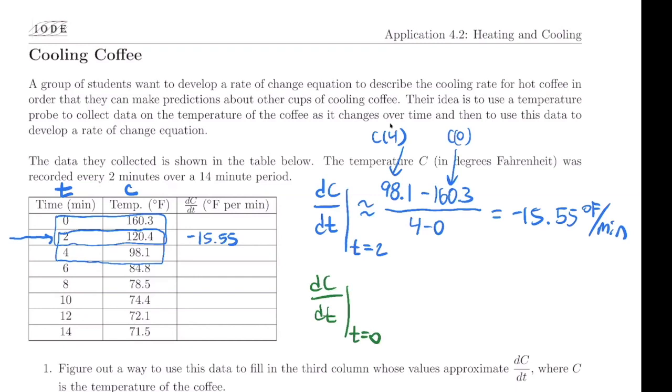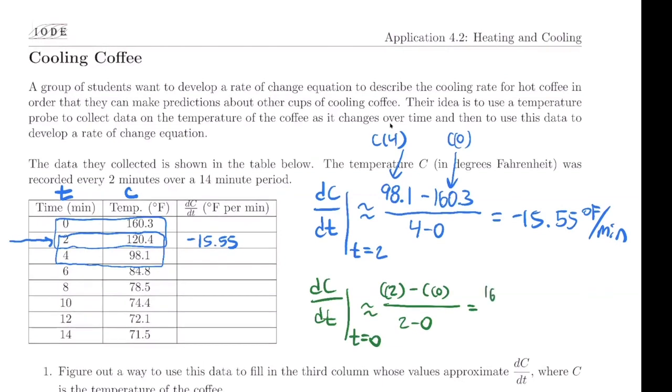So in that case, we would approximate this by taking the temperature at time 2, subtracting the temperature at time 0. We're still doing change in C over change in T. We just have a little bit less information, so we only have one additional data point in that case. So that would come out to be like 160.3 minus 120.4 all over, now the change in time is 2. So I think that's close to minus 20.